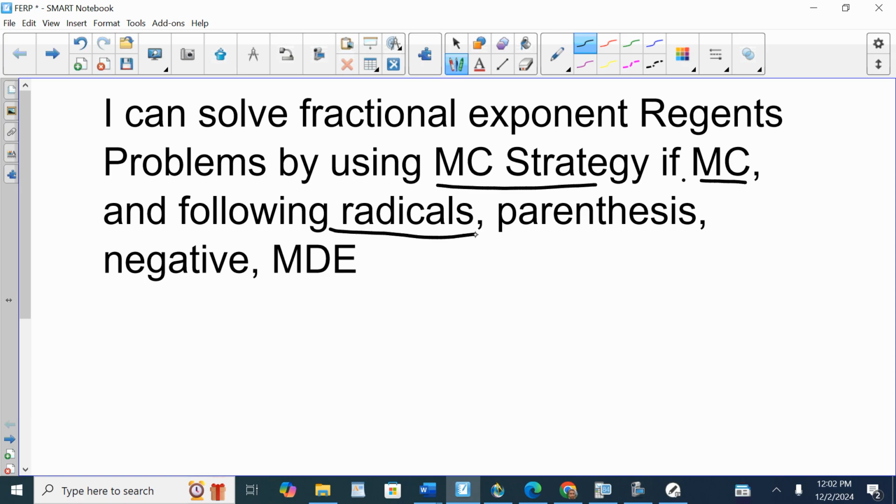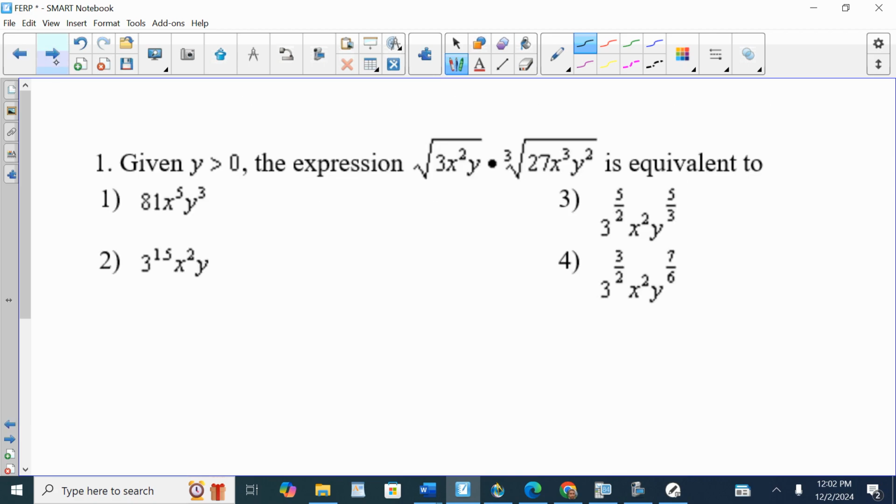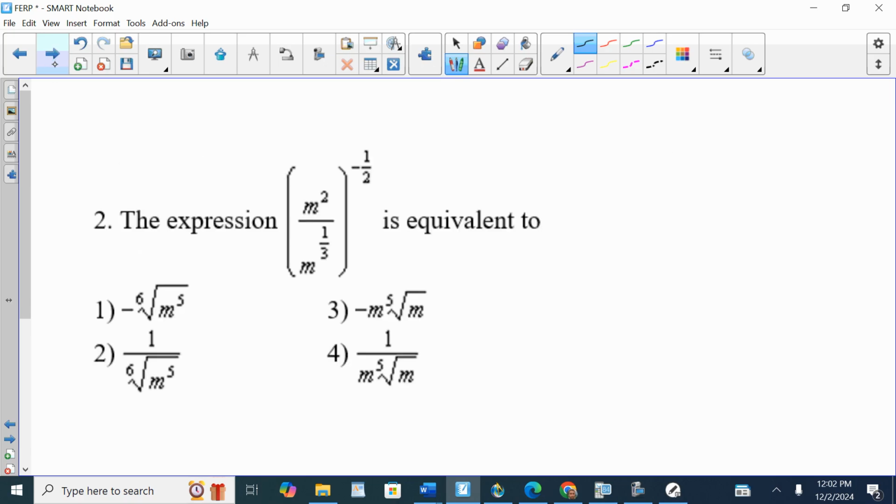Get rid of parentheses. Negative exponents are fractions. Clean it up, MD. Follow those steps. If you follow those steps, you will get there. Let's start with multiple choice. If it's multiple choice, do not do any of that. Just do your multiple choice strategy.